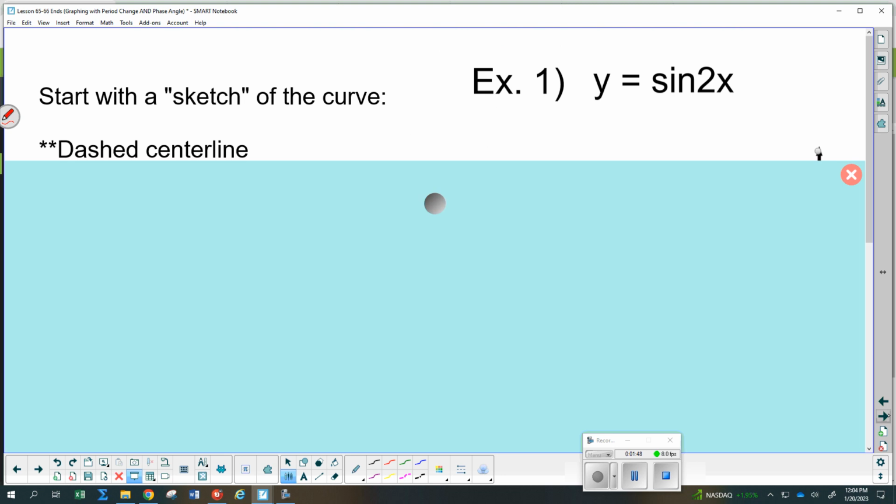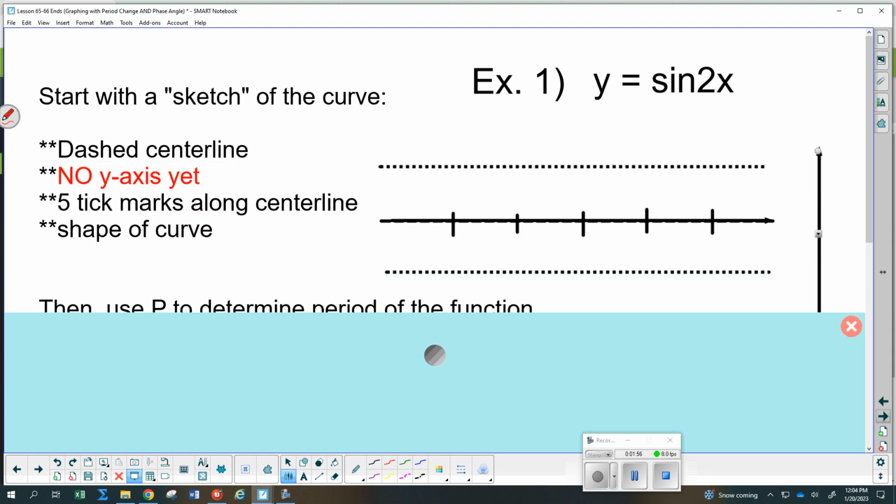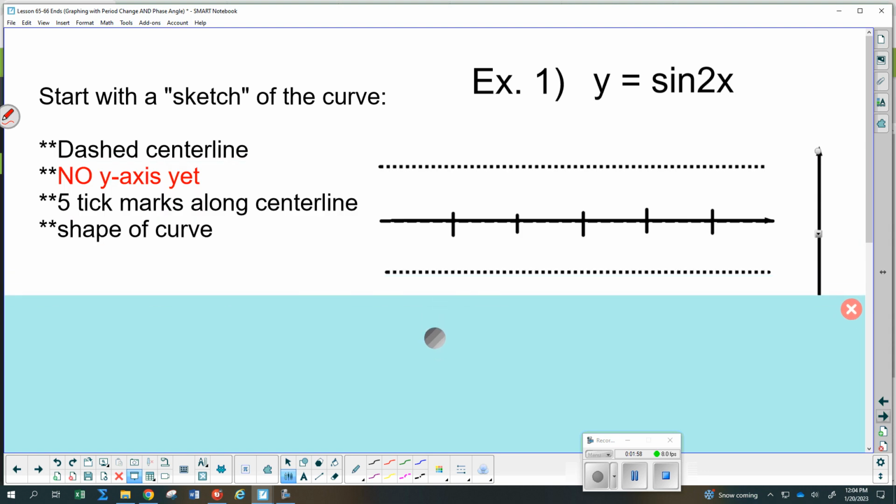So let's jump over to an example. If we want to graph y equals the sine of 2x, the first thing we do is we draw our 3 dotted lines, and this one isn't letting me ungroup for some weird reason. Pretend that middle one for now is still a dotted line as you draw yours. Leave a little bit of room over to the left. Do 5 tick marks with your spacing consistent.